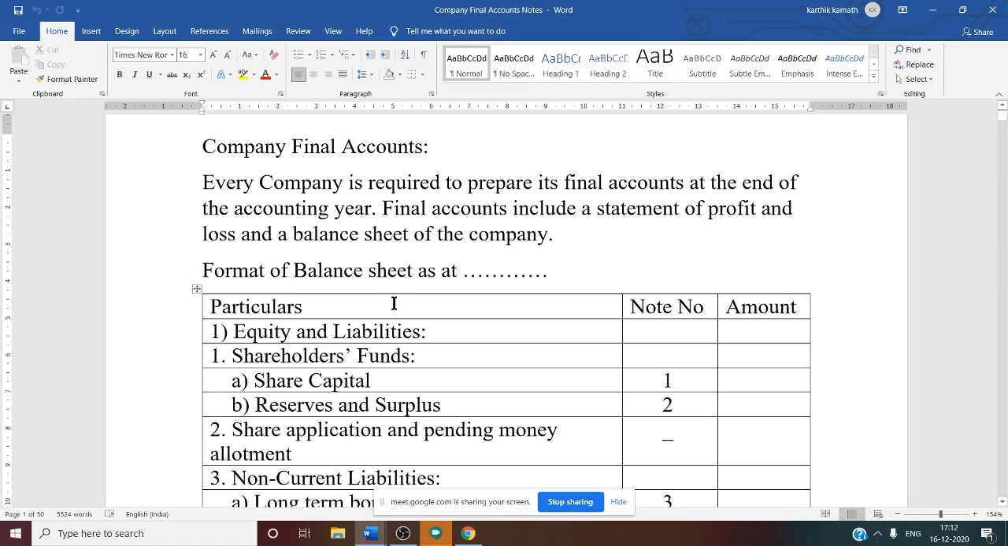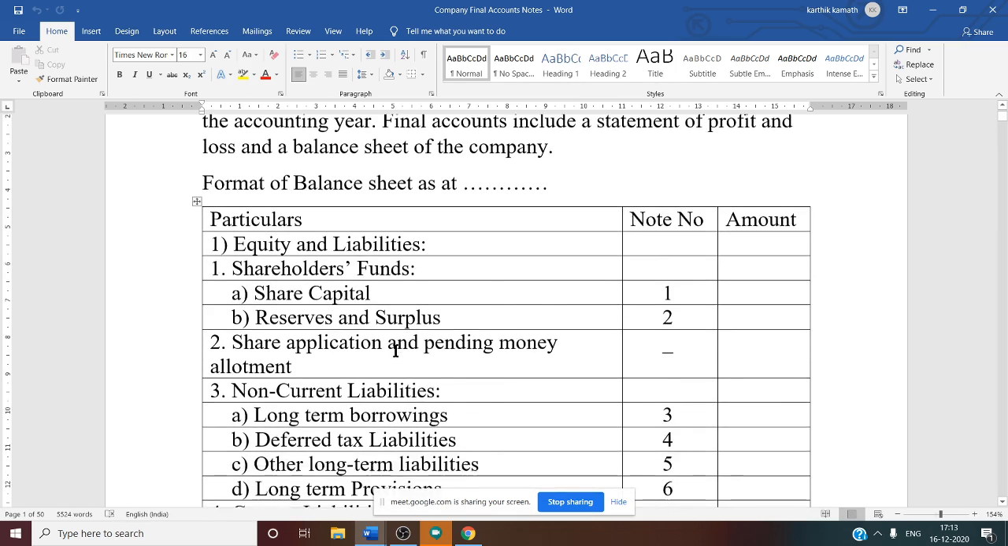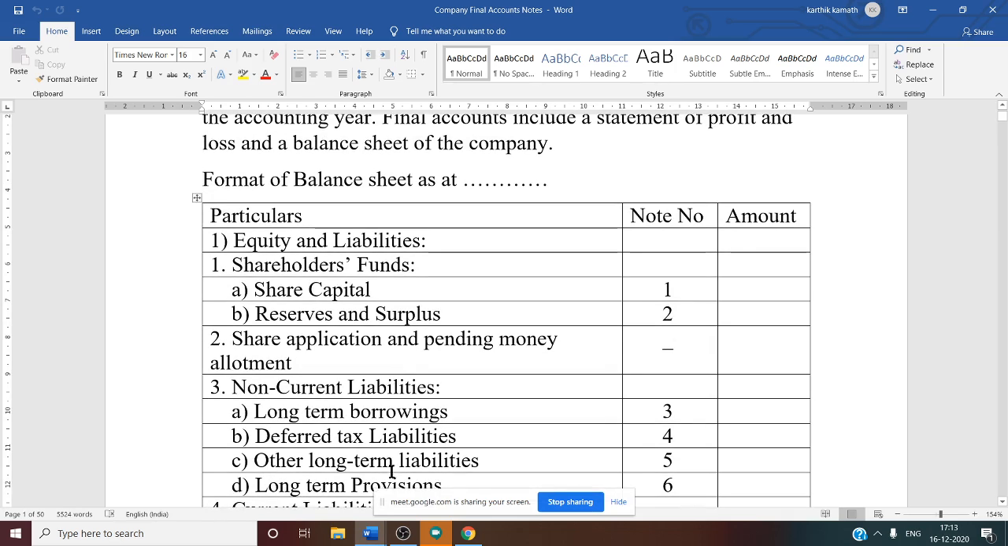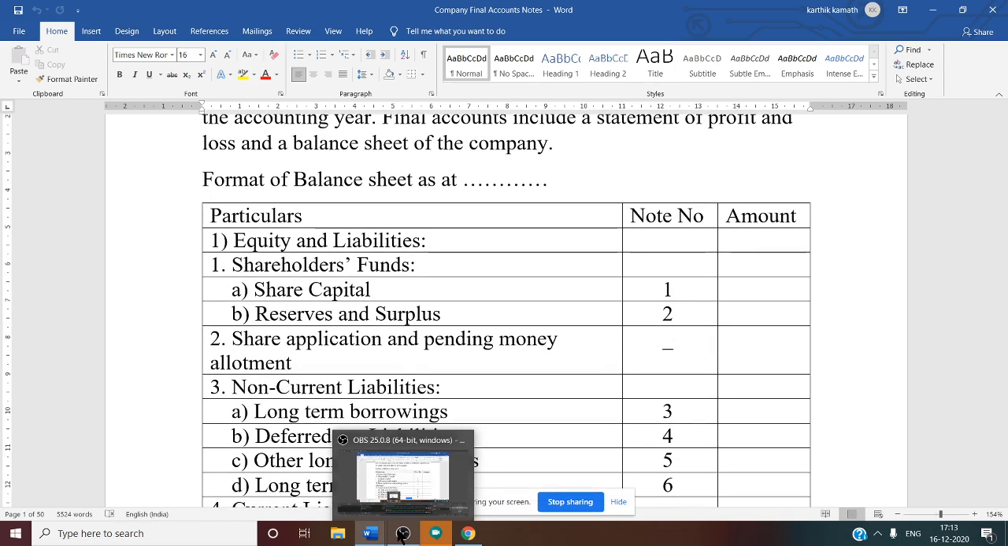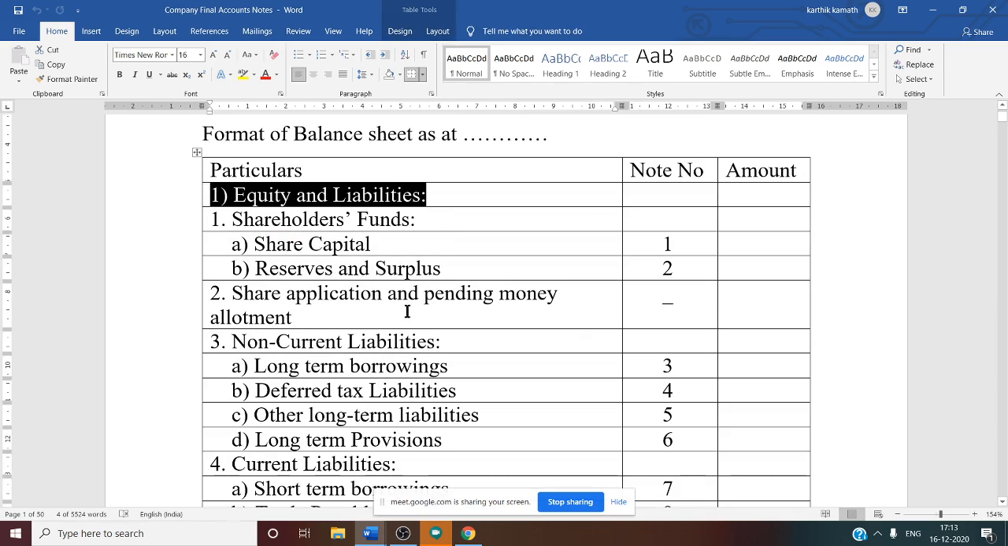Yes. So in the previous hour, we discussed the format of the balance sheet and the profit and loss account. Let us go through the format once again before solving the problem. This format of the balance sheet consists of 21 working notes that we have already discussed, and under liability, the first one is equity and liability.